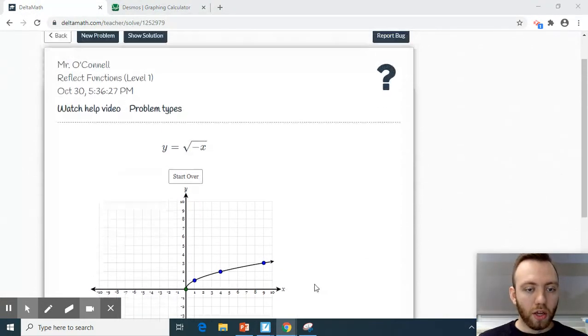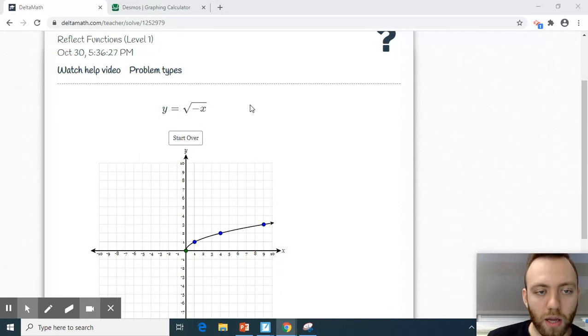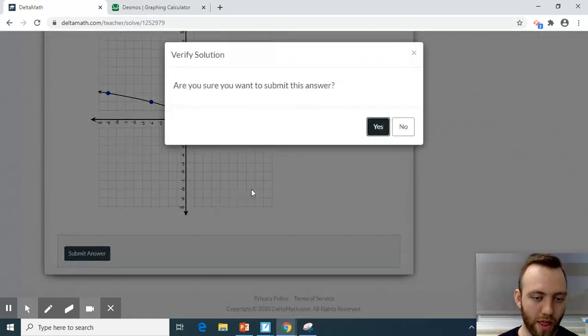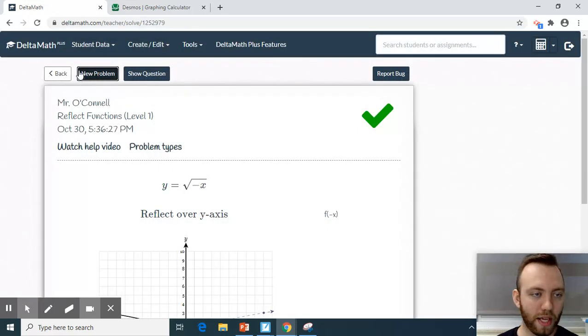So we're starting with our square root function that we started with, and this is inside, right? This negative is inside, so we're not translating yet. We're not moving this green anywhere. We're not moving the whole function anywhere. We're just saying take all these positive values of x and make them negative values of x, right? So that one should be good, and it is.